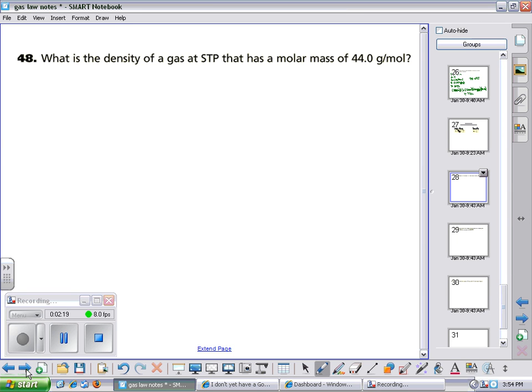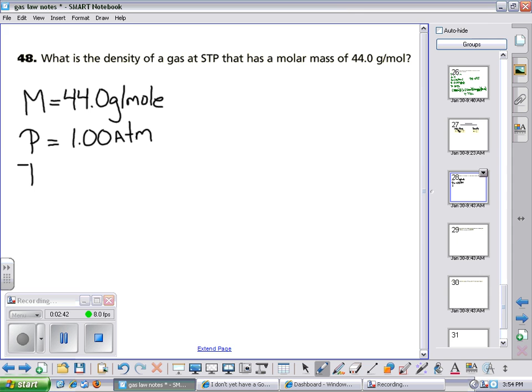So this wants to know what's the density. The molar mass, the M, is 44 grams per mole for whatever this gas is. The pressure is standard, STP. It doesn't give you a value there, so I'm going to make it 1 atmosphere because I like atmospheres. The temperature is standard, that's the STP again. That's 0 degrees Celsius, so that's 273 Kelvin. The R value, since I used atmospheres for my pressure, I'm going to use 0.0821.